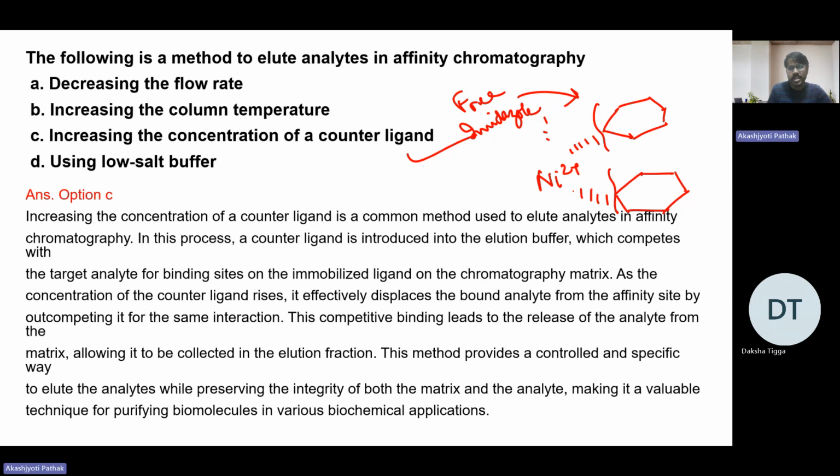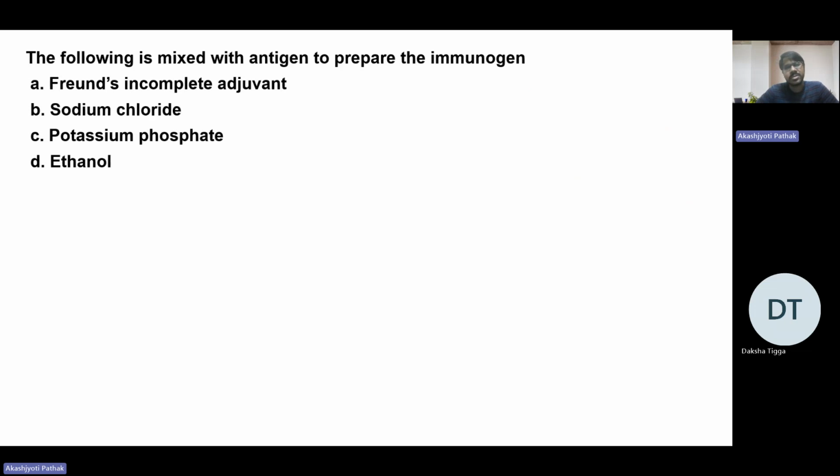So can we read all these things? In affinity chromatography, a counter ligand is introduced into the elution buffer, which competes with the target analyte for binding sites on the immobilized ligand. So this is the same thing.